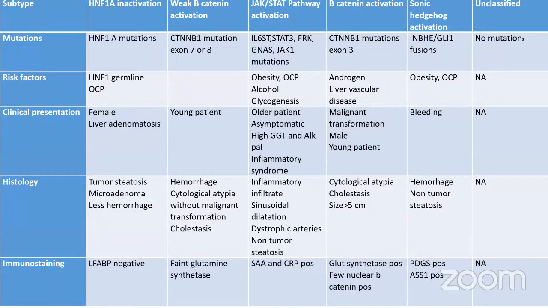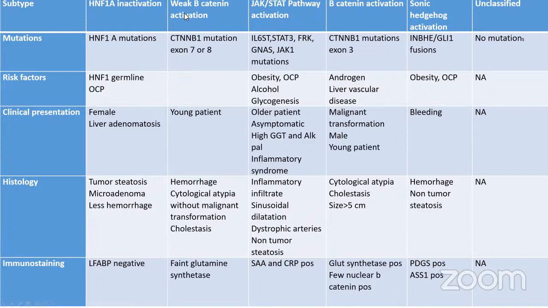So, briefly summarizing the different subtypes of adenomas. The HNF1 alpha inactivated adenomas would have the HNF1A mutations associated with maturity onset diabetes, and the risk factors are germline mutation and OCPs. The clinical presentation is female, usually multiple adenomas. Histology: most tumors show steatosis, and there would be associated adenomatosis, so you would likely have a microadenoma. There will be less hemorrhage, and the LFABP immunostain would be negative.